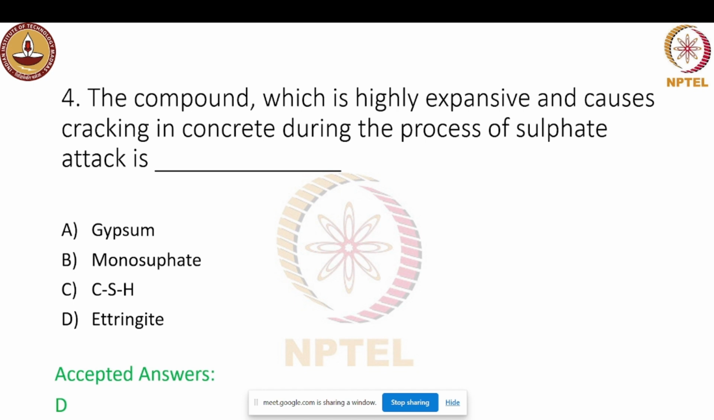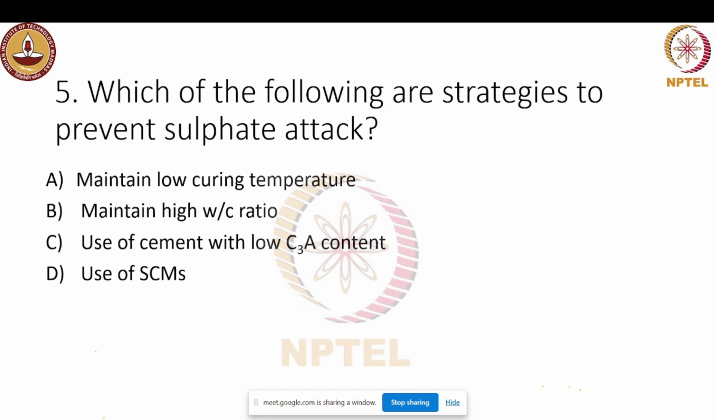Okay. Is it clear? Yeah. Okay. Fine. Next is how can we prevent the sulfate attack? By maintaining low curing temperature or high water cement ratio, use of cement with low C3A content, and use of SCM. What can be the strategies? D, use of SCM.